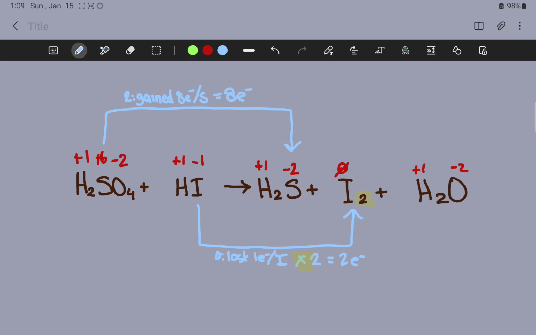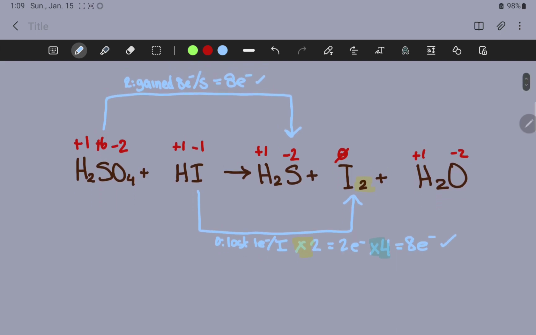So I'm going to find the lowest common multiple, right? And to make it equal to each other, it would end up being 4, right? And so that would give me also 8 electrons. So now this and this are equal to each other. That's what we want. So now when we're balancing by adding the coefficients, we have to take into account the numbers that we've multiplied.